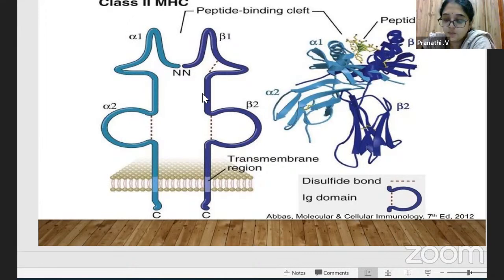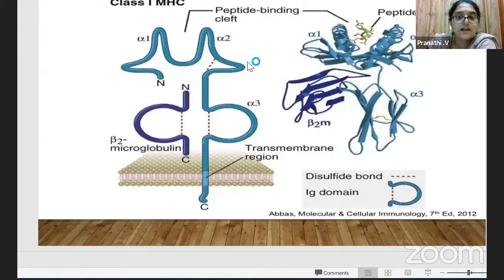In both MHC1 and MHC2, all the domains are stabilized by disulfide bridges except in the alpha 1 domain. You do not have any kind of disulfide bridge stabilizing this particular structure in the alpha 1 domain. Likewise, if you see over here, you have disulfide bridges all over the place, but you do not have it in the alpha 1 chain.